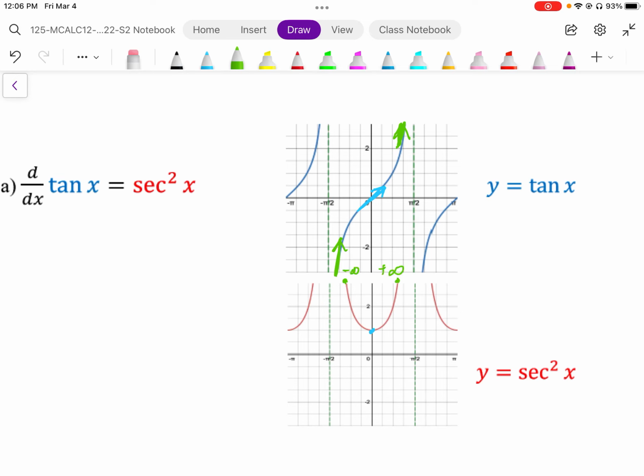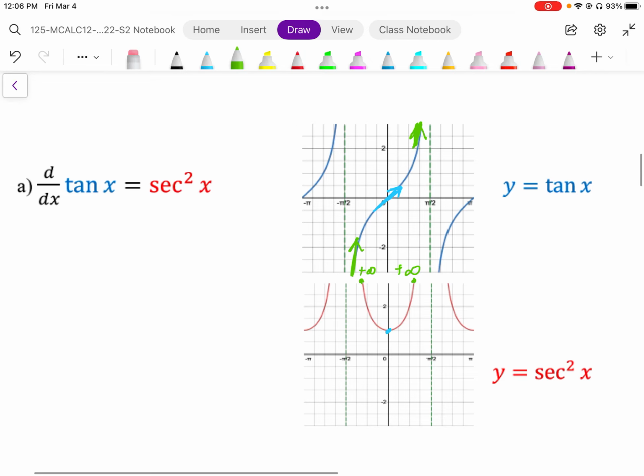Okay, so the slope function, the slopes of the tan graph seem to be matching the y-coordinates of our secant squared. And notice that the period of this function appears to be exactly the same. We have vertical asymptotes matching in the same spot.